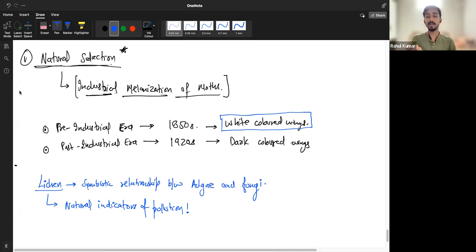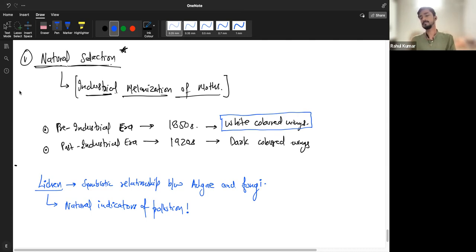So they got selected by nature and their predation decreased, and white moths were now being predated more by the predatory birds because it was easier to spot a white moth in a contrasting dark background. So a 180-degree turn, a reversal in this proportion happened.